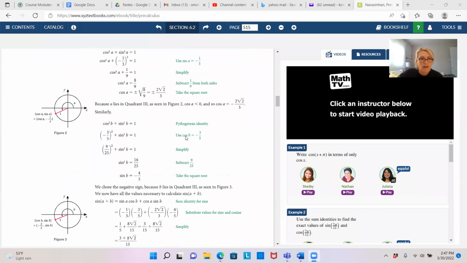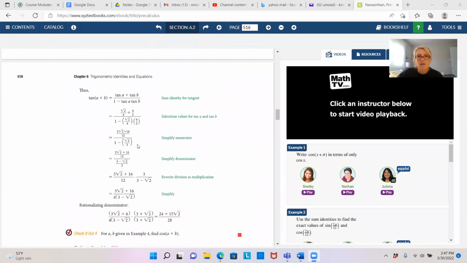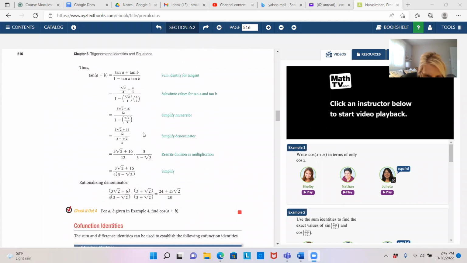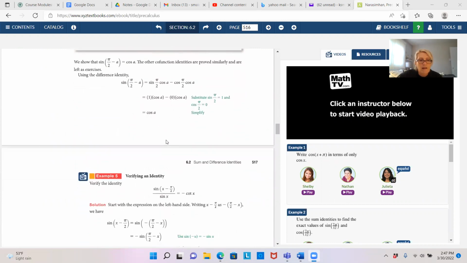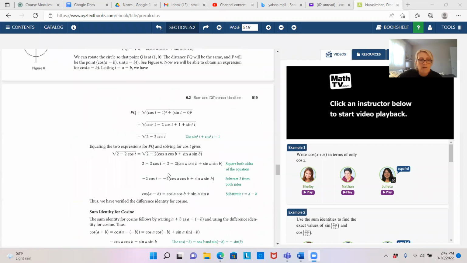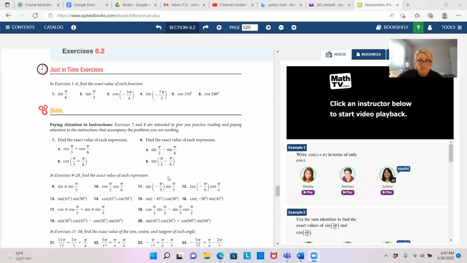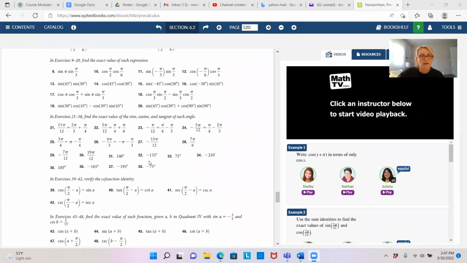Then they do give some cofunction identities as well on page 516 in your book. And then also the sum of sines and cosines function. And I think those are the three main ideas. So let's jump into some problems using the identities that we've learned about.